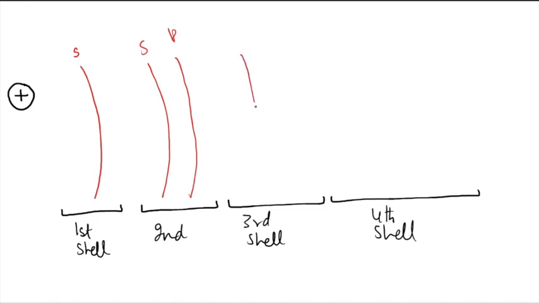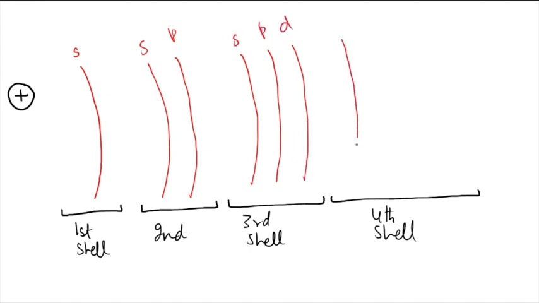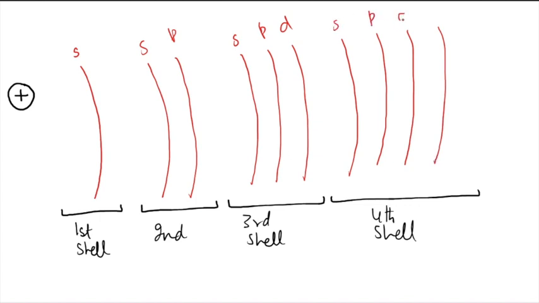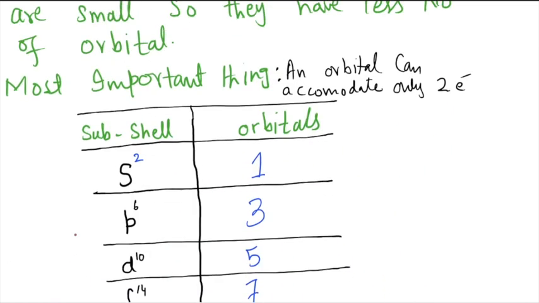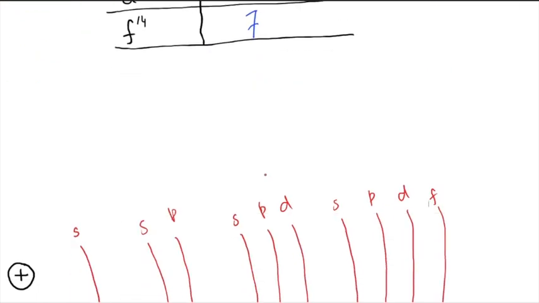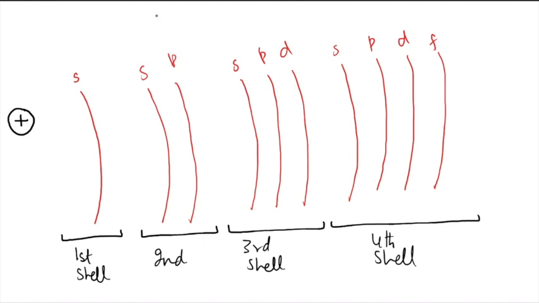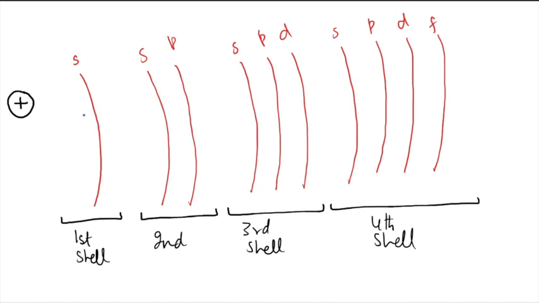This is the third shell. In the third shell, 3 subshells are present: S, P, D. And in the fourth shell, 4 subshells are present: S, P, D and F. What about the orbitals? S has how many orbitals? 1. So this is S, and S has only 1 orbital.